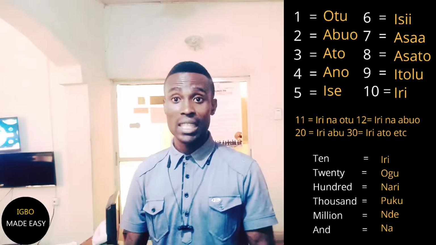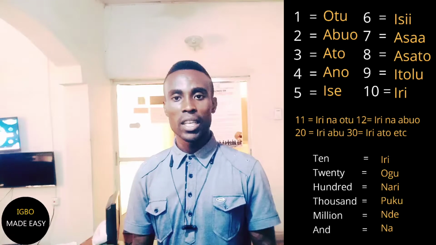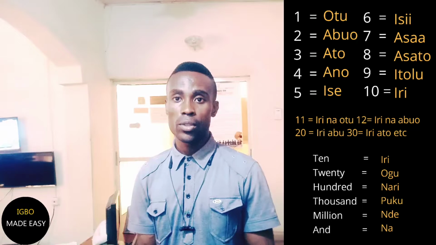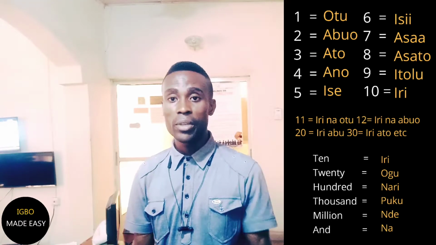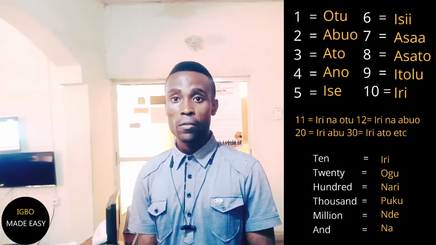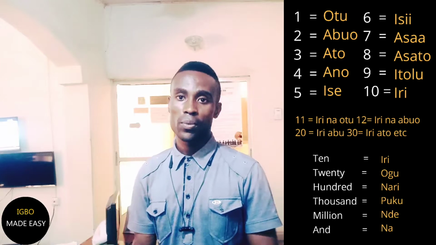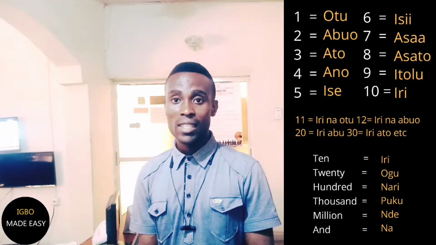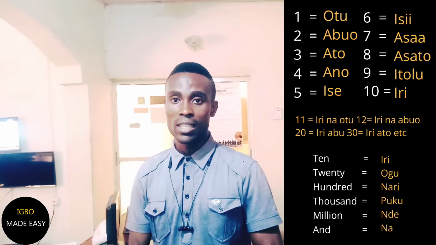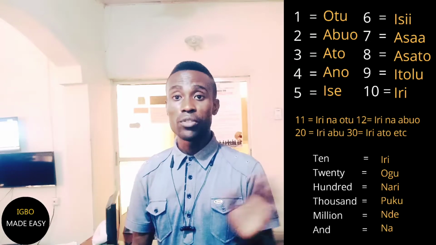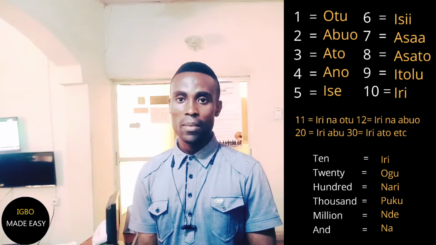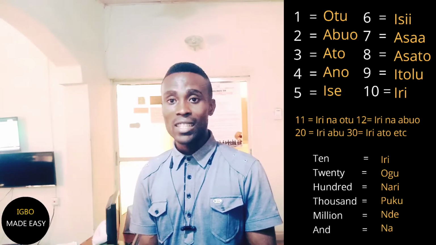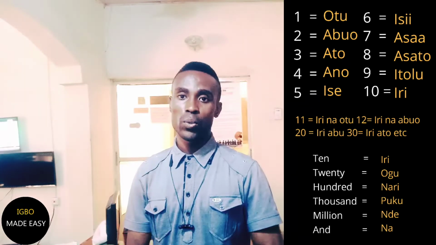100 or 90. So 10, iri. 20, iri abụọ. 30, iri atọ. 40, iri anọ. 50, iri ise. 60, iri isii. 70, iri asaa. 80, iri asatọ. 90, iri itoolu.